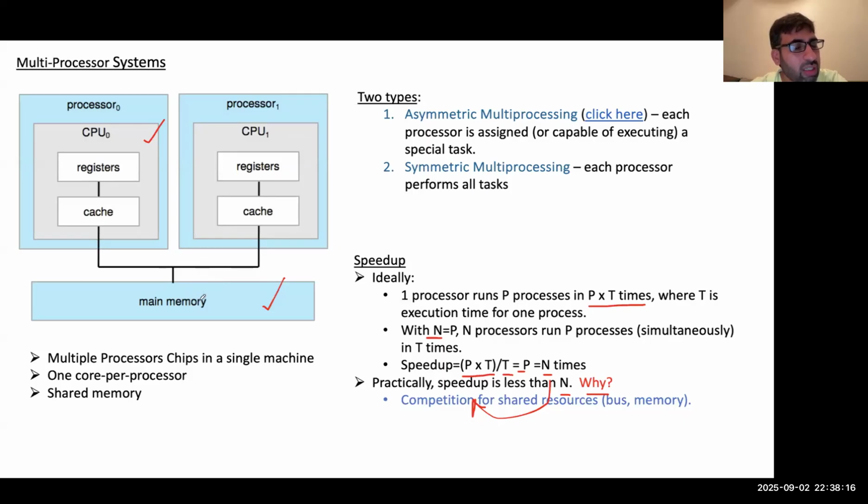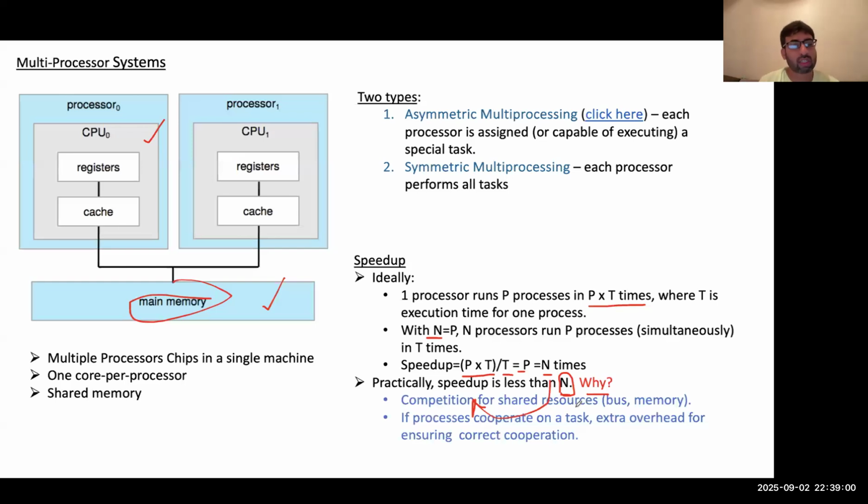So let's keep this simple and say that a process needs only two resources to execute: one is CPU time and the other is main memory access. Now, if I have two processes, each one has its own CPU, but they are sharing the main memory. They don't have separate memories, right? So main memory becomes a bottleneck, or they are competing for the main memory. If one of them gets access to the main memory, the other must wait, and so they must take turns, which slows it down. That's why your actual speed up is not N times, it is less than N, due to competition for shared resources.